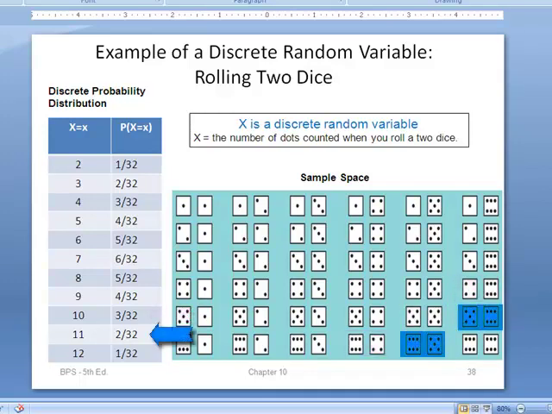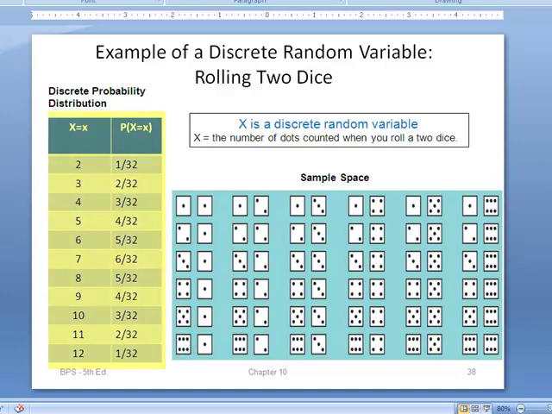I see 11, there's 2 of those, and the probability that my random variable equals 11 is 2 out of 32. My random variable equaling 12, that's the very last lower right-hand corner, I only see 1 of those, so the probability of rolling a 12 is 1 out of 32.